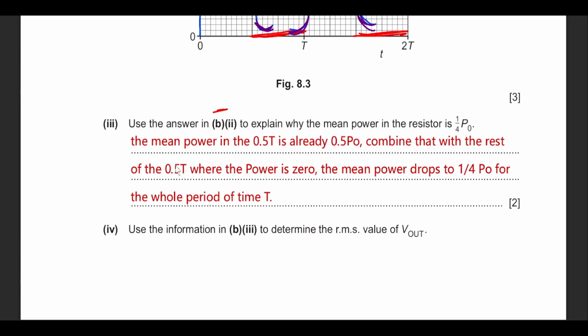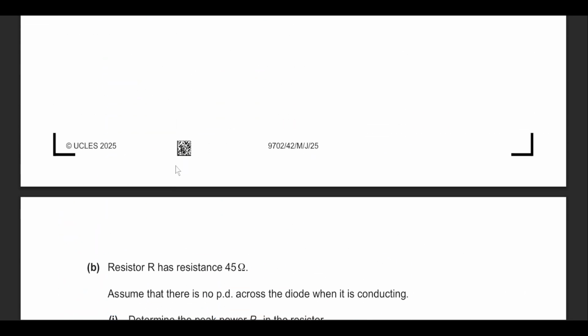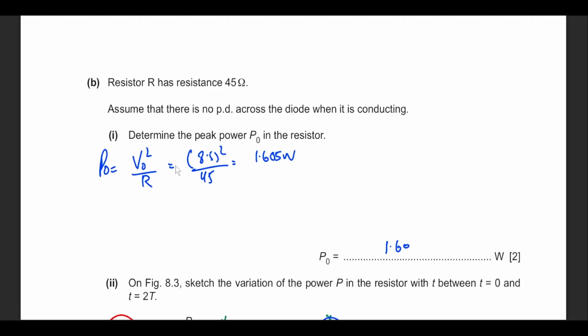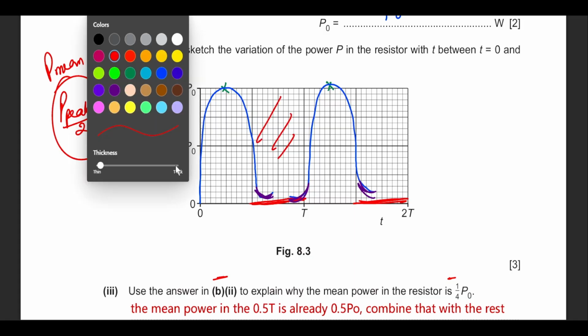Use the answer in B2 to explain why the mean power in the resistor is 1 by 4. You see, the mean power is actually calculated like this because it's going to be peak divided by 2 multiplied by 1 by 2. Why am I multiplying by 1 by 2? Why am I halving the value? So the reason is that we're only getting half of the power out. This is what we do for converting peak power to mean power. And this is what we've done to reduce that half cycle that we never got.